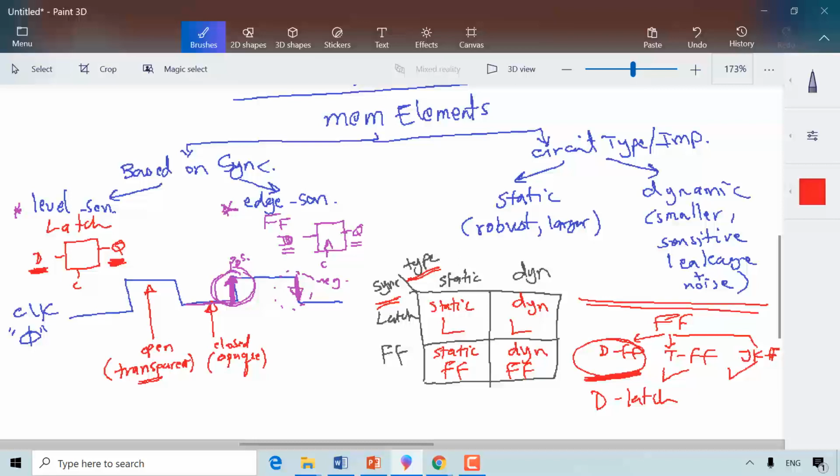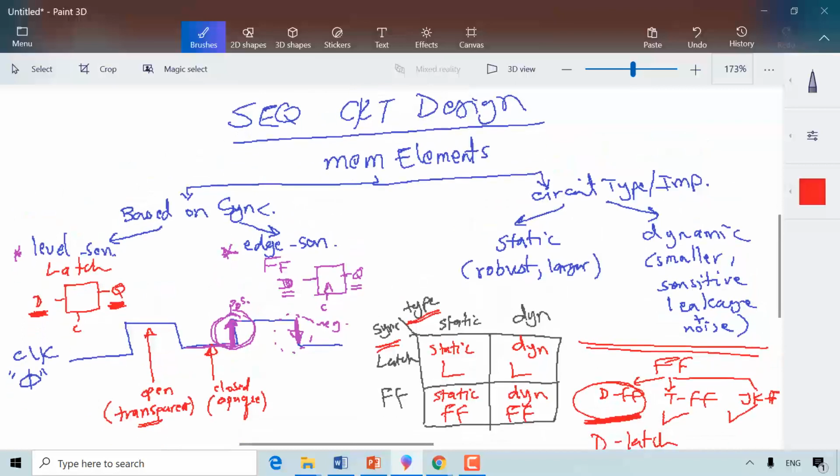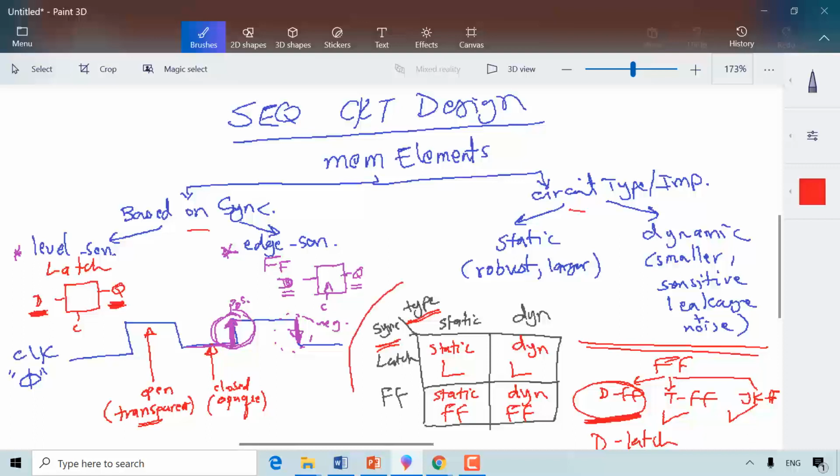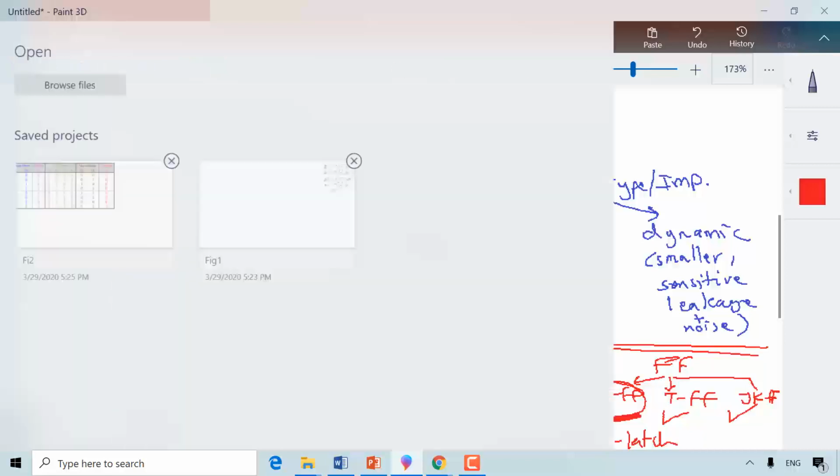So basically here, you can see how we have classified these elements based on the synchronization and the circuit type, and we have got those four types of circuits that we'll discuss in this lecture. Okay, so let's move on now.